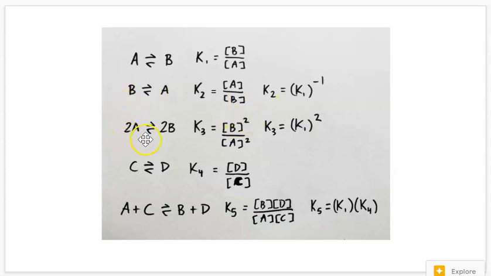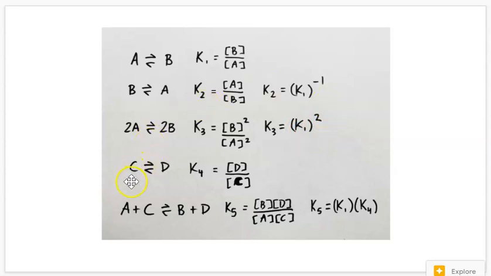Now, say we had 2A in equilibrium with 2B. Well, this is just the first reaction here multiplied by 2. So if we were to write a new equilibrium expression to make K3, now we're going to have B to the second power over A to the second power. And this is going to look a lot like K1 if we squared the whole thing. So that means that if I multiply the equation by 2, I'm going to then take the equilibrium constant and raise it to the power of 2.